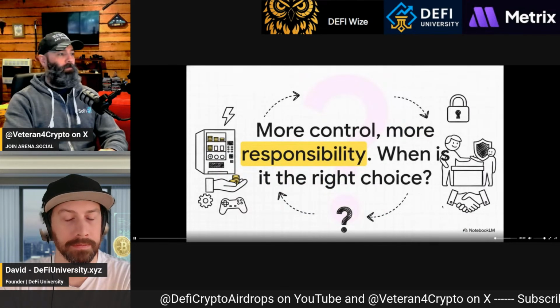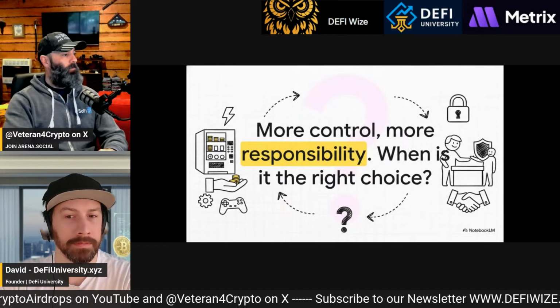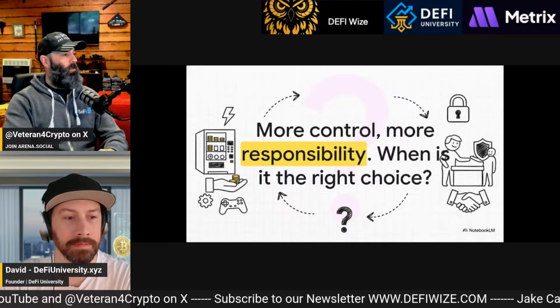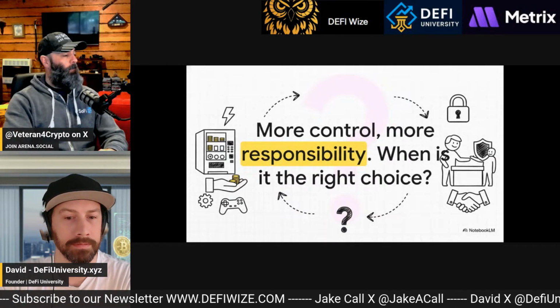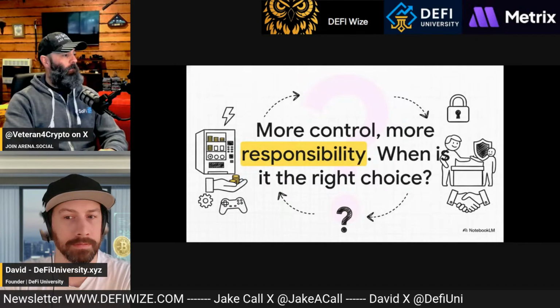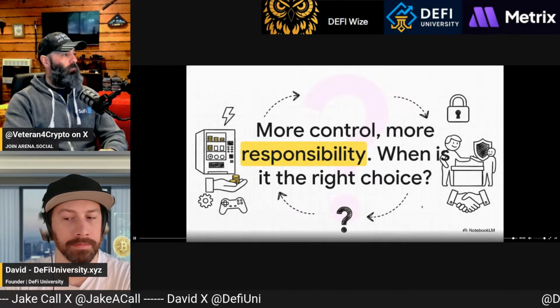On one side, you've got the vending machine, offering you speed, access, and control. On the other, the bank teller, offering safety, support, and that safety net. Now that you understand this fundamental trade-off, the real question isn't about which one is better. The real question is for you to decide, when is that direct control worth the extra responsibility?